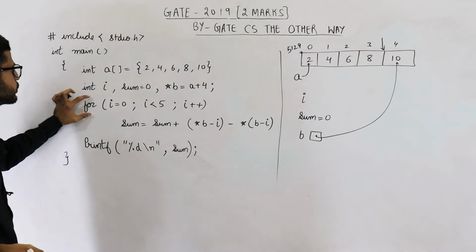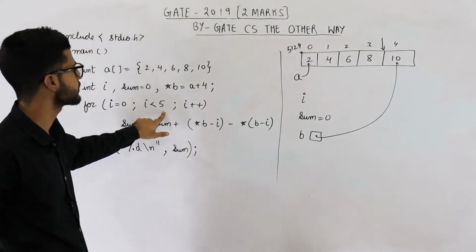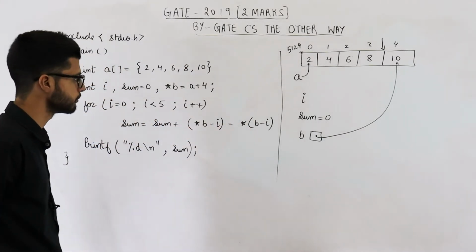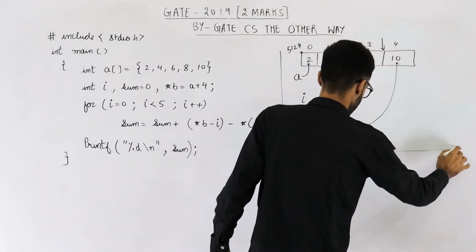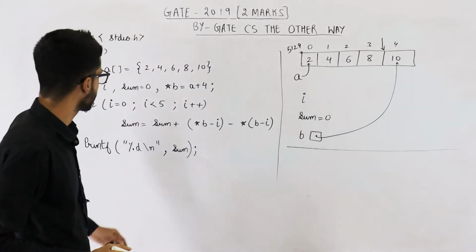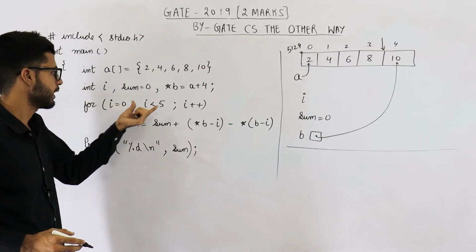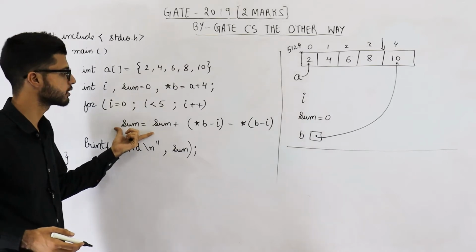Now, next you have a for loop. For I is equal to 0 to I less than 5, I plus plus. And every time execute this line. Let us see what is this loop doing. Now see, for the first time, value of I is 0 and this condition is true because 0 is less than 5. So you are going to execute the body of loop.